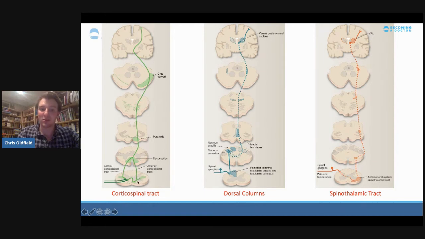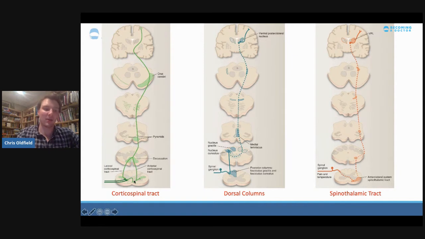The anterior corticospinal tract is a little bit different. Some of the fibers cross over immediately at that level, whereas some fibers carry on staying up on this side. You don't need to know which ones do which, because it does get a little bit complicated. But just remember that the lateral corticospinal tract is ipsilateral, whereas the anterior corticospinal tract has some contralateral and some ipsilateral fibers.